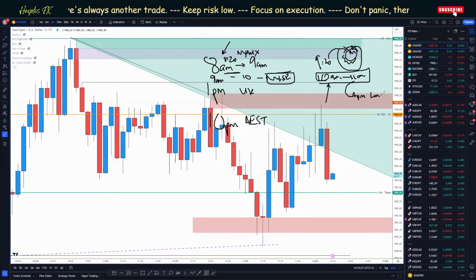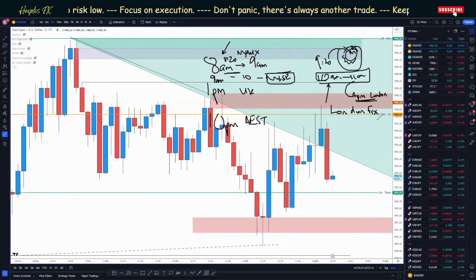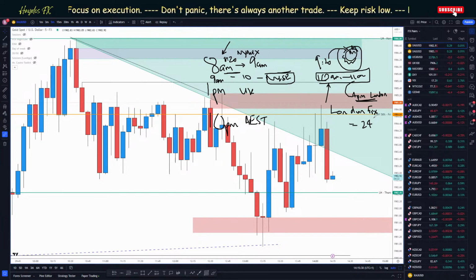So this is what we call the London fix. The London fix is when they fix prices for the next 24 hours for currency exchanges and stuff like that to go by or purchasing. So when we get the London fix at 4 p.m.